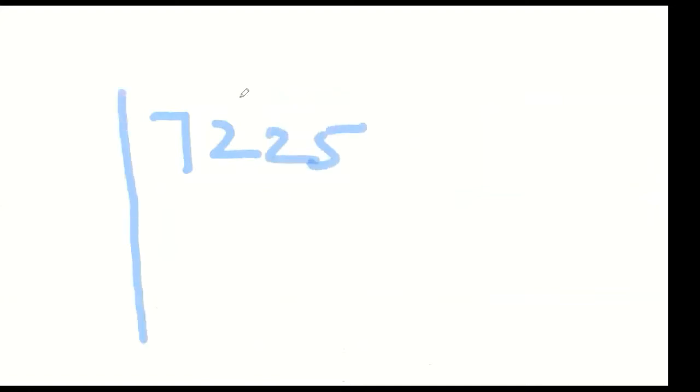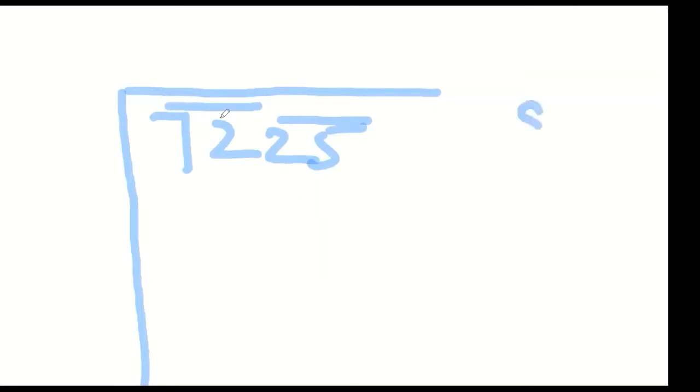If I write 7225, and I have to find the square root of 7225 using the division method, what do I do? I mark in pairs here. I speak like this: 1 1 is 1, 2 2 is 4, 3 3 is 9, 4 4 is 16, 5 5 is 25, 6 6 is 36, 7 7 is 49, 8 8 is 64, 9 9 is 81. I write 8 8 is 64.